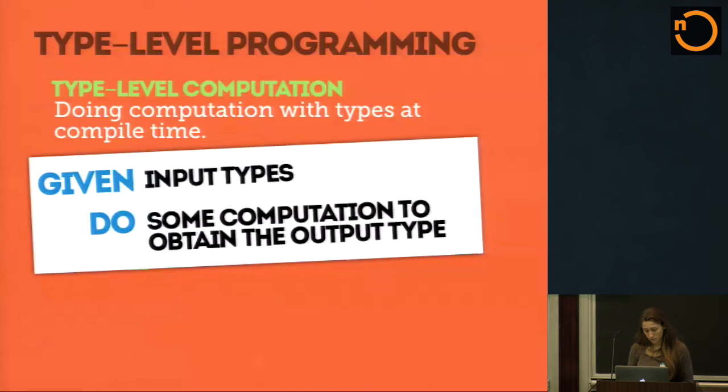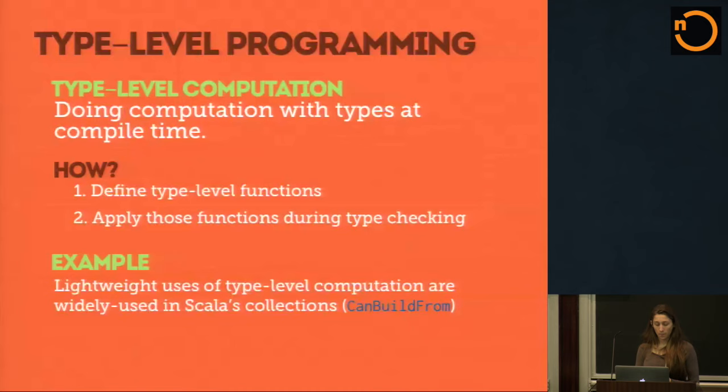So the next thing that I think is pretty important and interesting is this notion of type-level programming. The basic idea behind type-level programming is that you do computation with types at compile time in the compiler. So given some input types, at compilation time, you do some computation to have an output type. And the way you do that is you take two steps. You define a type-level function, which can take all kinds of forms and be all kinds of different things. And then you need to apply that function during type checking. And I'll show you an example in a second.